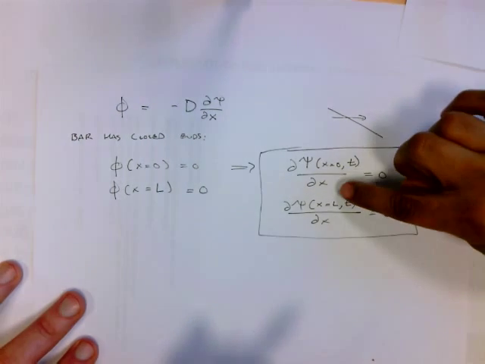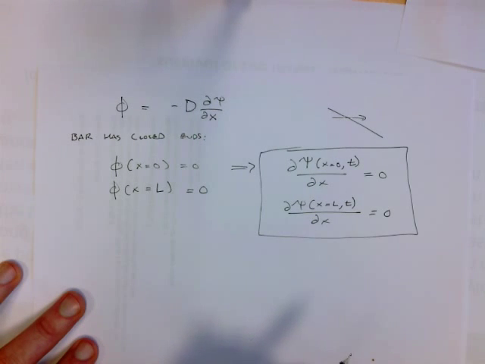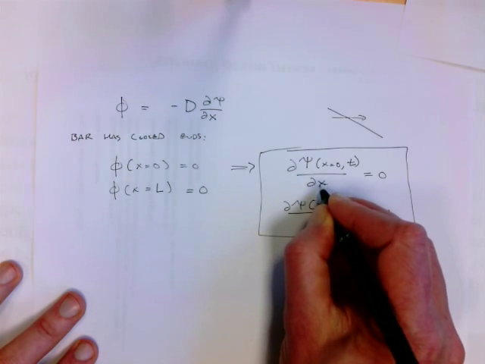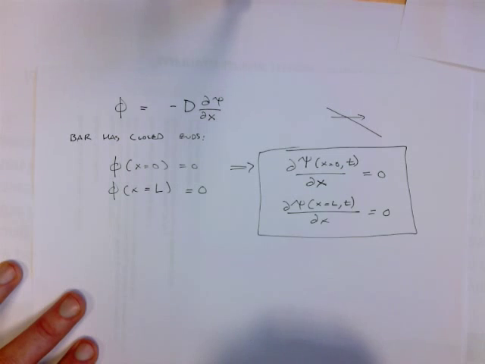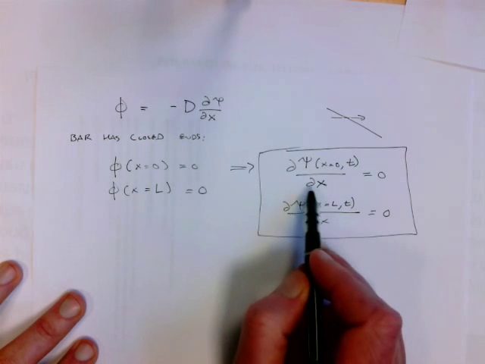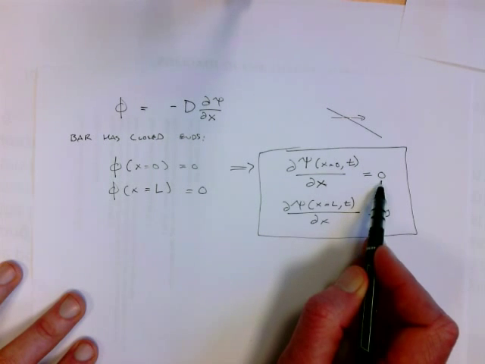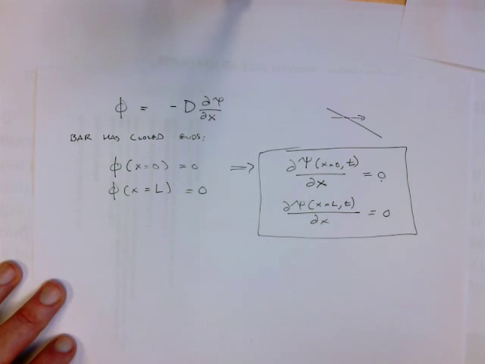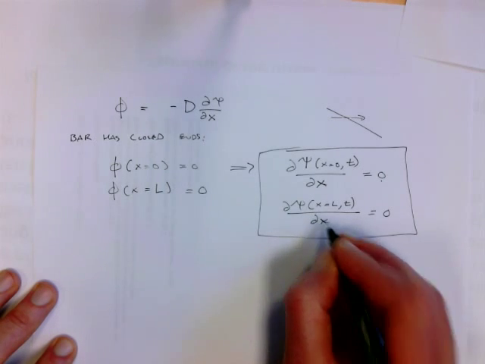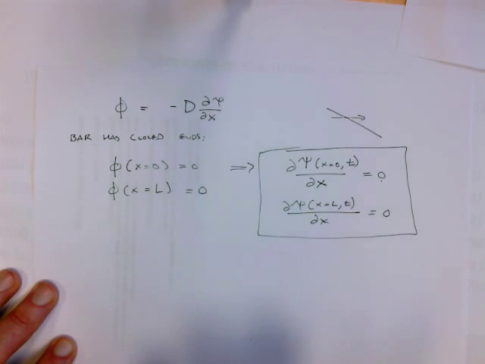Should that be with respect to time? No, this should be with respect to position, and it should be true for all times, because this is saying that the diffusion current is 0 at the edges. Does that make sense? I probably said time at some point, and I apologize, but what I have written down here is actually right.